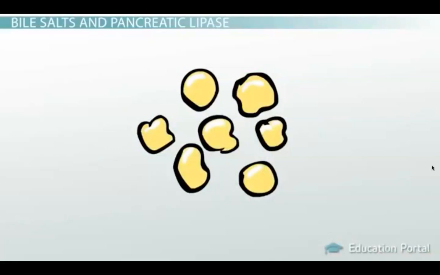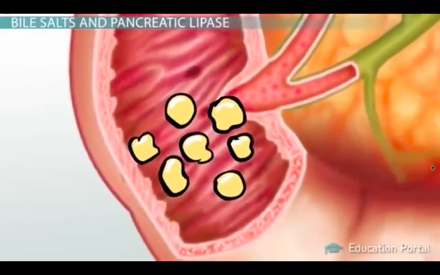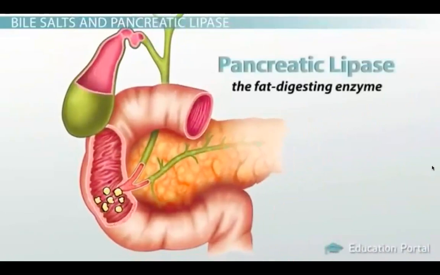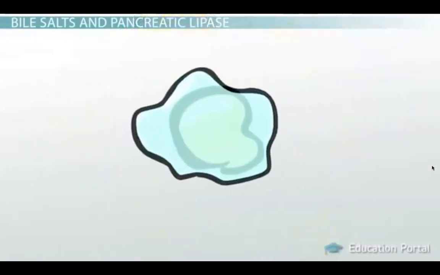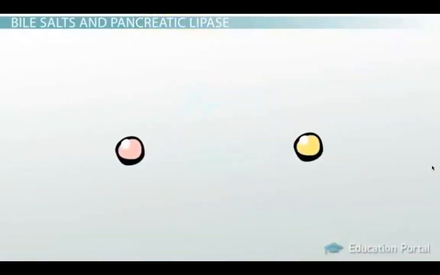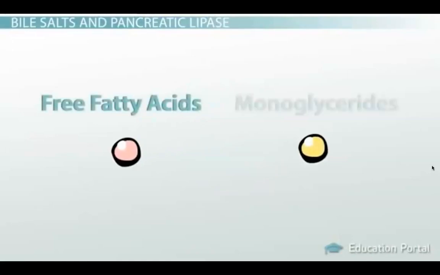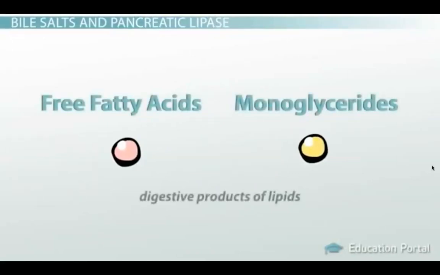These finer droplets have more surface area, and this aids digestion because the fat-digesting enzyme pancreatic lipase can only act on the surface of the fat droplet. The enzymes of the small intestine are responsible for almost all of the fat digestion. When pancreatic lipase acts on the lipid, it breaks it down, which results in free fatty acids and monoglycerides, the two digestive products of lipids.